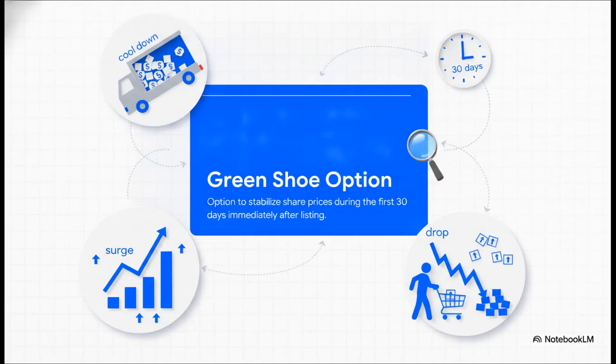But wait, what happens right after the IPO actually launches? Sometimes the market gets a bit crazy. Enter the green shoe option. This is a very clever stabilization mechanism. If the newly listed stock price drops below the issue price, a company-appointed agent actually buys shares from the market to prop it up. But if the stock price surges wildly, underwriters can actually buy extra stock from the company, up to 15%, and sell it to the public to cool things down. It's basically a shock absorber that keeps early trading smooth during those critical first 30 days.